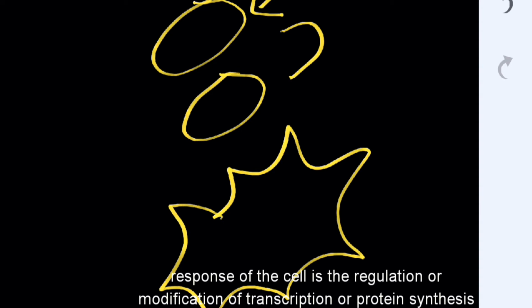The last stage in cell signaling is response. This is when the chemical messengers relay the information from the receptor and it reaches the target molecule. When this happens, usually the response of the cell is regulation or modification of the transcription or protein synthesis.